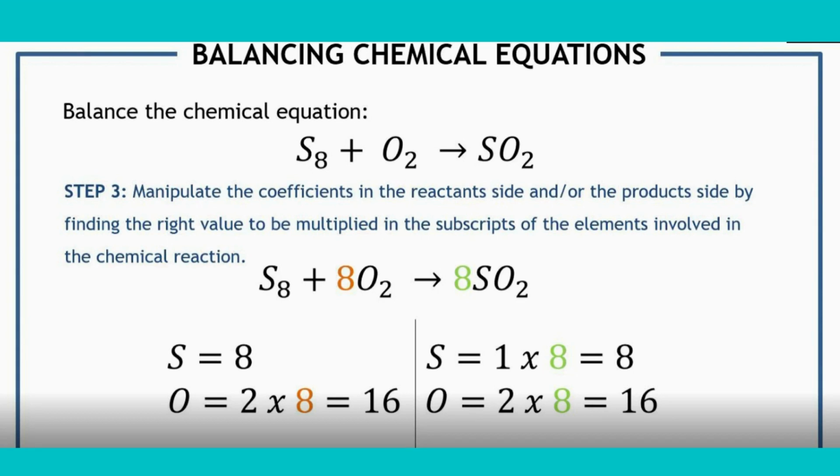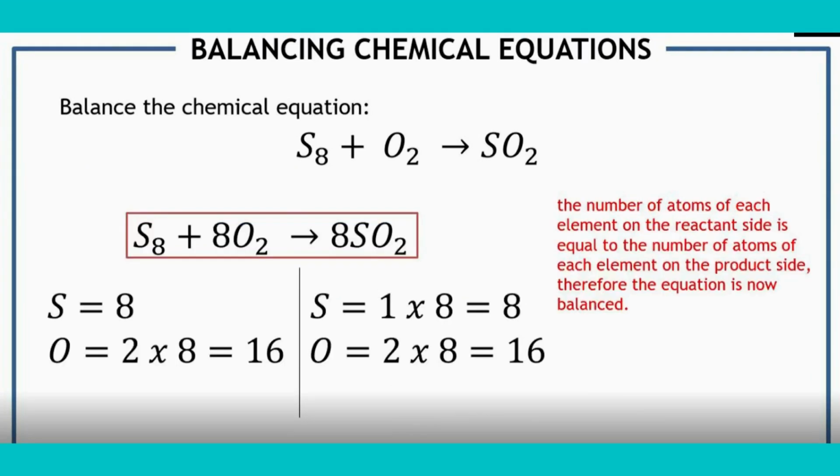So this equation now is balanced. So this is now the balanced chemical equation. So as a sort of check, sulfur has 8 atoms in the reactant side. In the product side, sulfur has also 8 atoms. Oxygen has 16 atoms in the reactant side. Oxygen here also has 16 atoms in the product side.